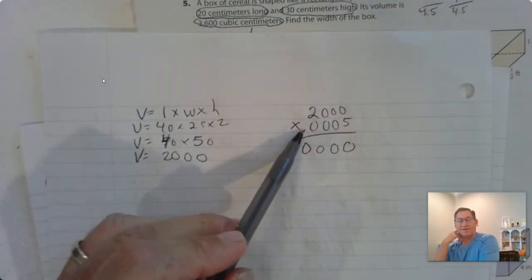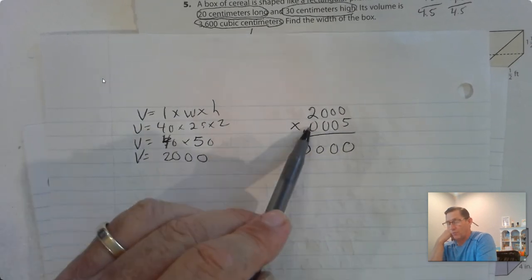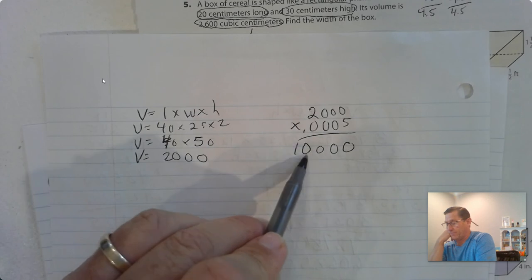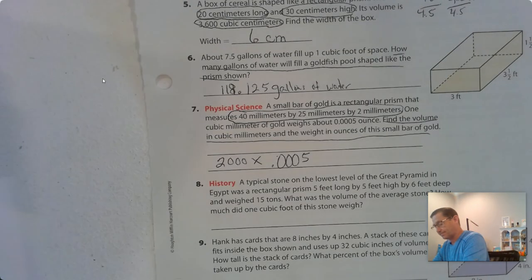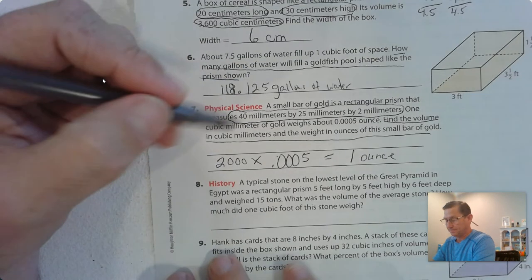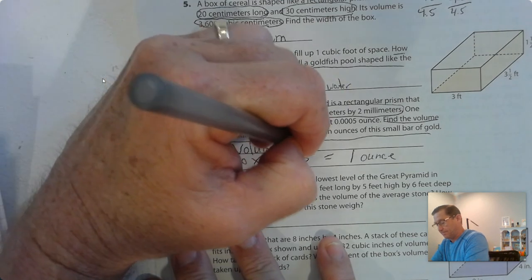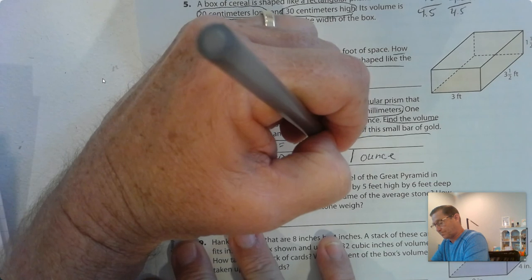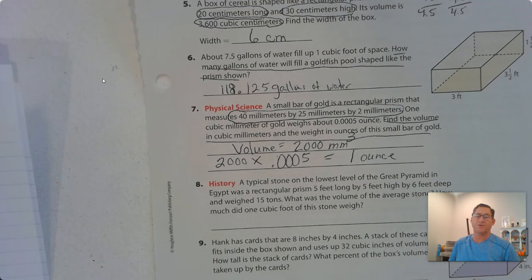Okay, I don't need to multiply by 0. That's not going to change anything, right? So we have 1, 2, 3, 4 decimal places. So it's going to be 1 ounce. Okay, so the volume was 2,000 cubic millimeters, and the weight is 1 ounce.